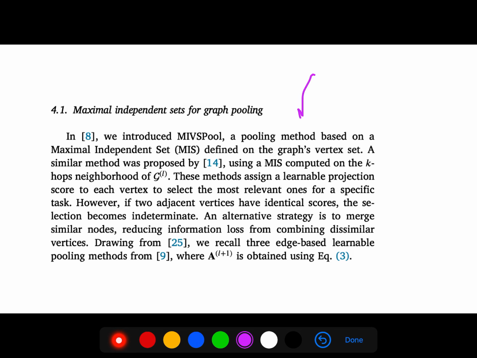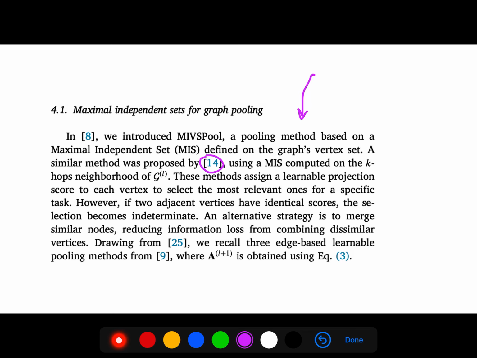Now, how is this related to graph pooling? We introduce MIS pool, a pooling method based on a maximal independent set defined on the graph vertices. A similar method was proposed in reference 14 using a MIS computed on the K-hop neighborhood. This method assigned a learnable projection score to each vertex to select the most relevant one for a specific task. However, if two adjacent vertices have identical scores, the selection becomes indeterminate.